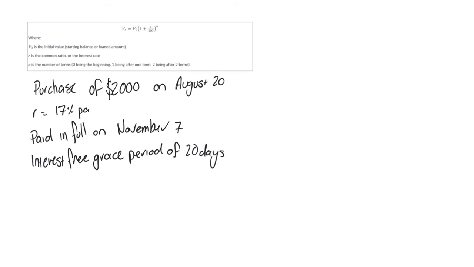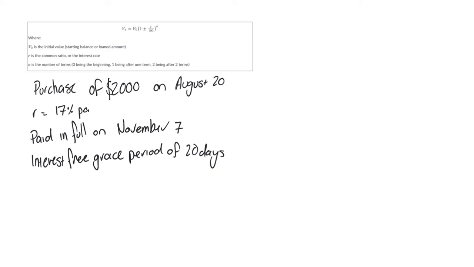Let's have a look at how we can use the compound interest formula to calculate how much we'd owe on a credit card if we make a purchase. So let's have a look at a bit of a simple example first. So let's say that we purchase something for $2,000 and the purchase is made on August the 20th.